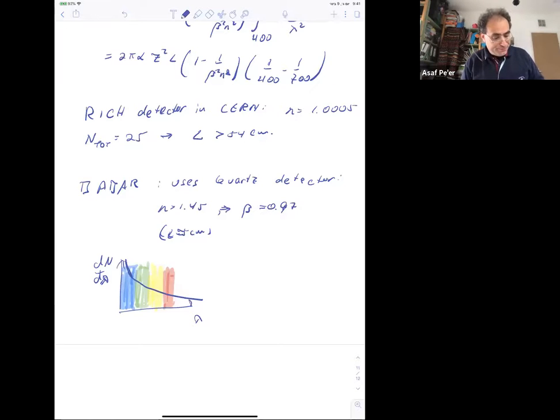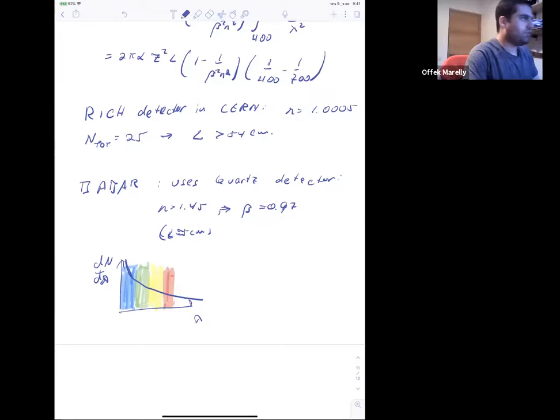All right. Questions about that? Questions? One question. Yeah. Why does accelerating to these velocities cause the radiation to be constructive instead of destructive?